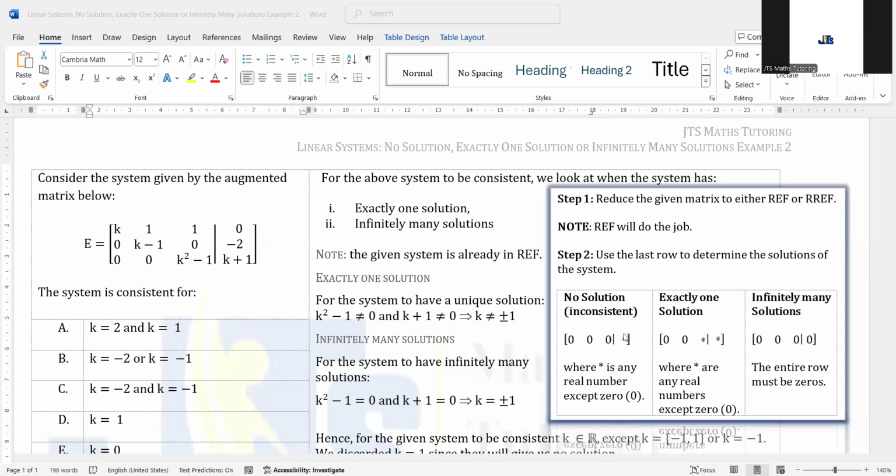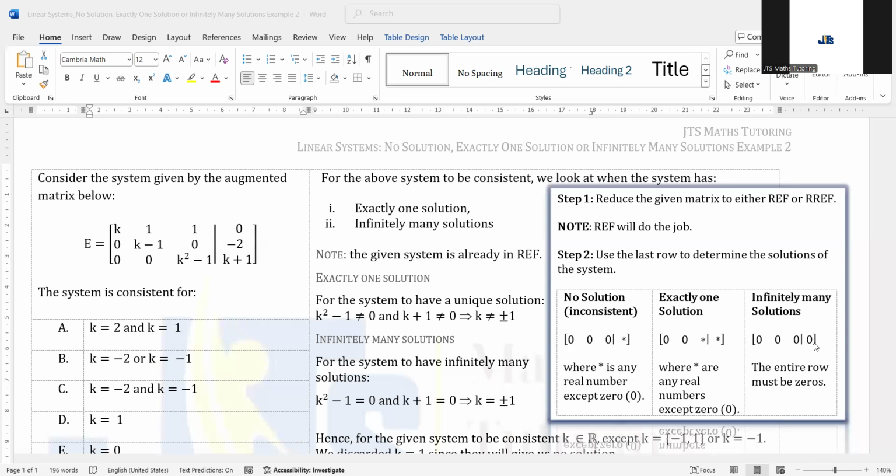So for instance, if here I have 2, it's like you're having a scenario whereby you are saying 0 is equal to 2. We know that that statement is not true. It's a contradictory statement. Hence, we conclude no solution. If it has got exactly one solution, this is how it's supposed to look like. So there is supposed to be any real number except 0. And then for it to have infinitely many solutions, that entire last row, after you have converted it into either row echelon form or reduced row echelon form, must be entirely zeros.